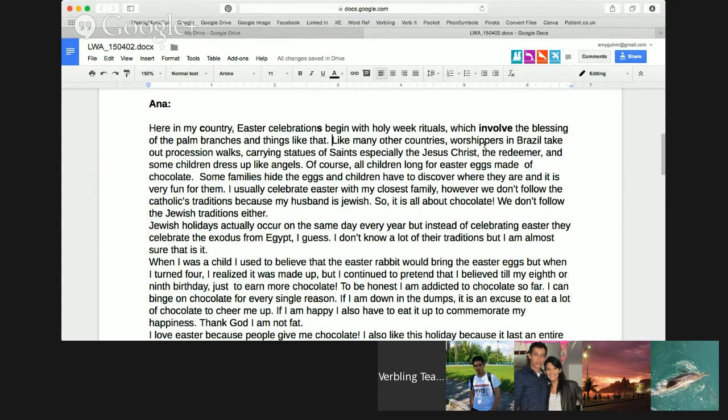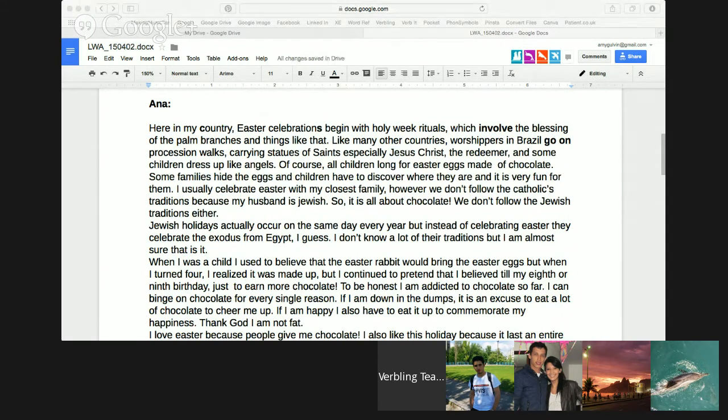Like many other countries, worshippers in Brazil take out procession walks. We probably wouldn't say take out procession walks because walks is your noun. So I would probably say go on procession walks. Or you could say have processions or just process carrying statues, okay? Of saints, especially, we don't say the Jesus Christ because he's a person, so Jesus Christ, the Redeemer, and we tend to put capitals when we're talking about names for God or Jesus or someone with a lot of respect, and some children dress up like angels.